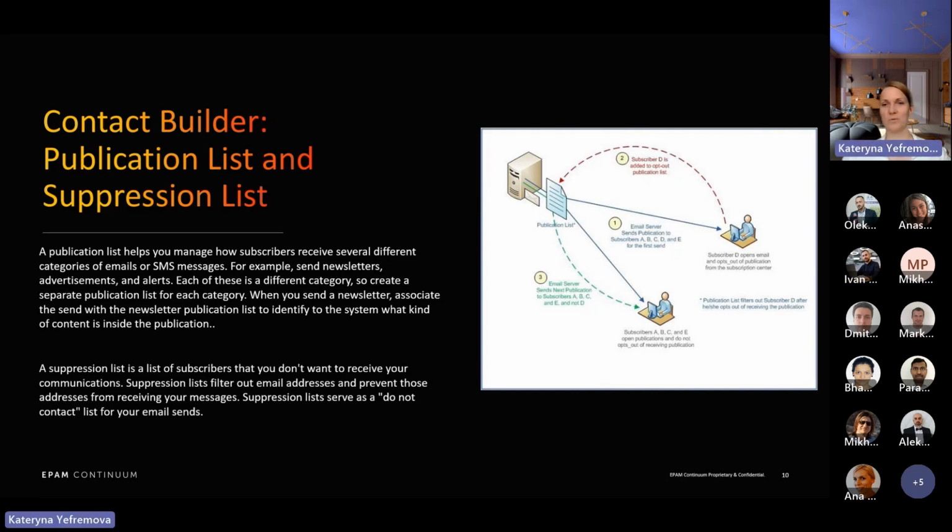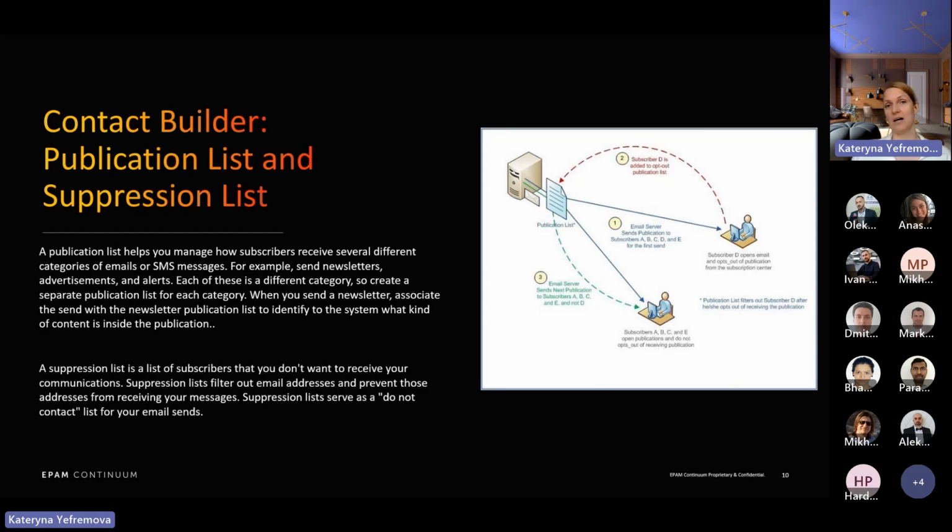Okay, thank you for your question. Yes, I missed this information. When a person goes into the subscription center, he has bullet points with all the publication lists he's potentially subscribed to, and also a bullet point to unsubscribe from everything, opt out from everything, like a master opt-out, and the person can select what they want to opt out of.